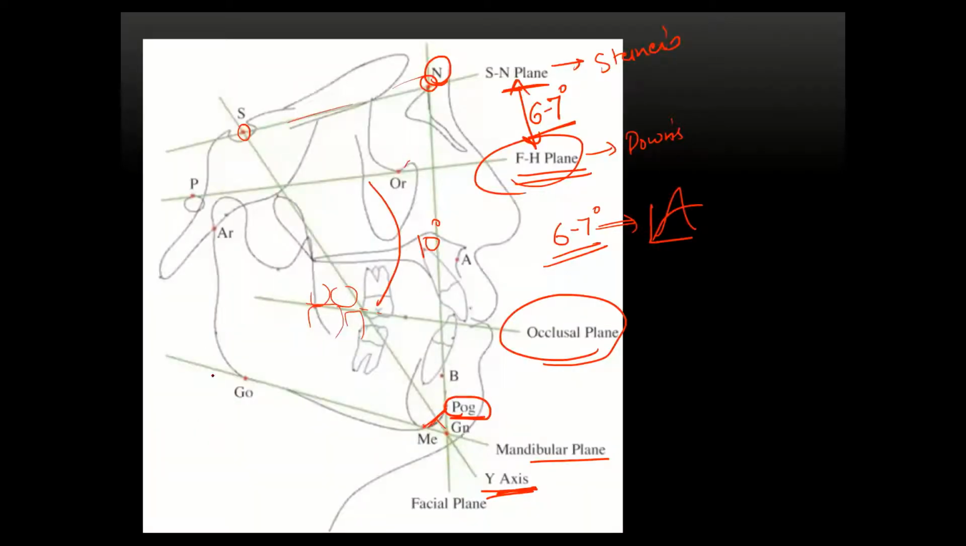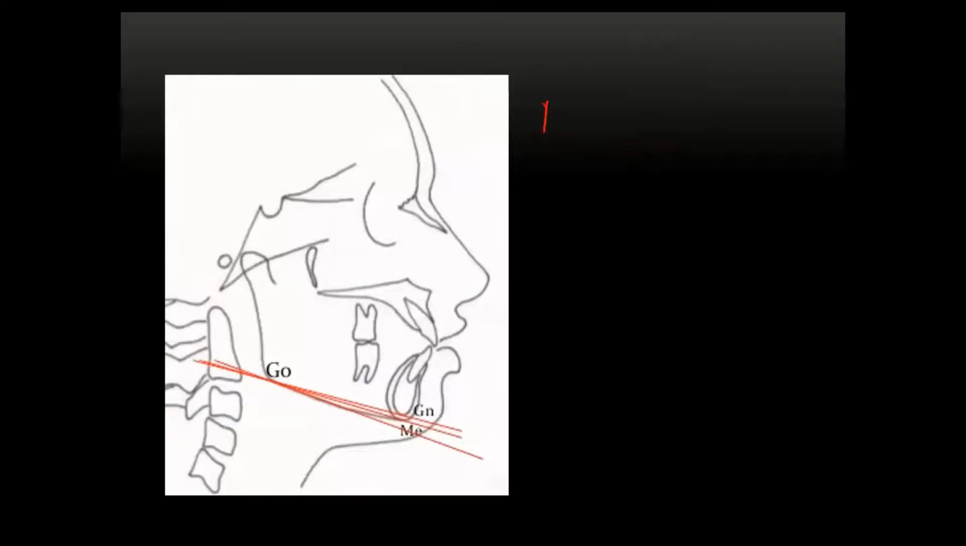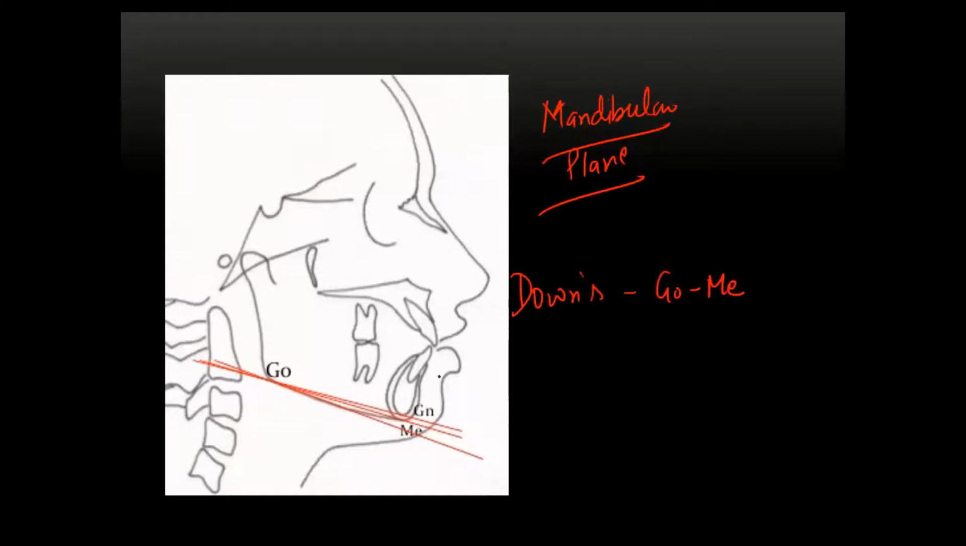Next, I'll explain which mandibular planes are used. In the last slide, the mandibular plane was gonion to menton. Now, there are 3 types of mandibular planes. So first was Down's. Down's mandibular plane is gonion to menton. So GO to menton. The lowermost point is menton. Then Tweed's was tangent to the lower border of the mandible. So this one is Tweed's.